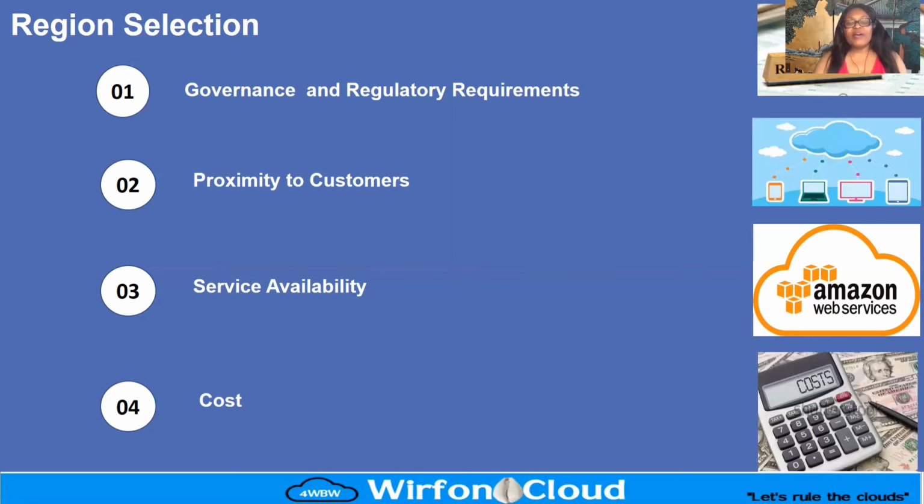So we have come to the end of this presentation. I hope you did capture what a region is, what an availability zone is, what a data center is. I hope you know as a customer, it's advisable for you to deploy your workloads in at least 2 AZs. And finally, I hope you have committed to mind the fact that you have to consider governance and regulatory requirements, proximity to customers, service availability, and cost when choosing a region in AWS Cloud Computing.